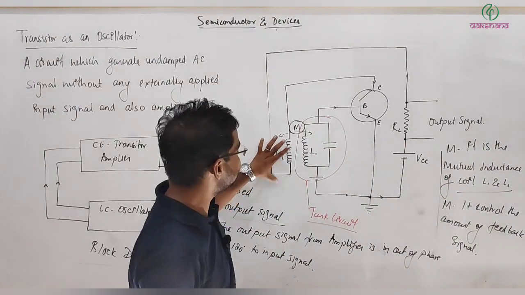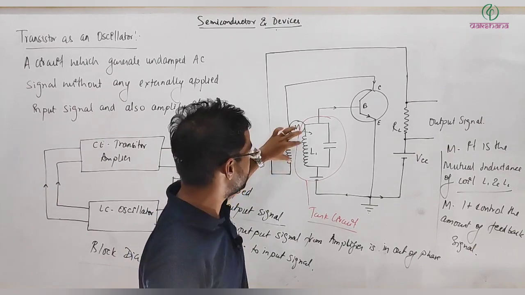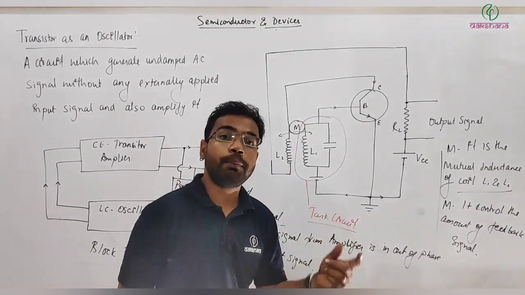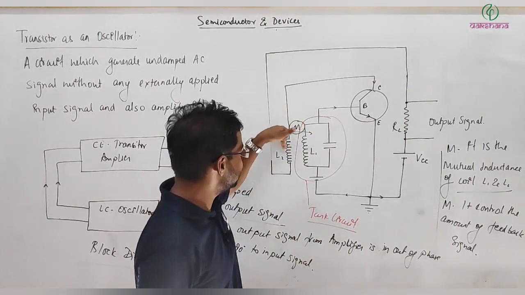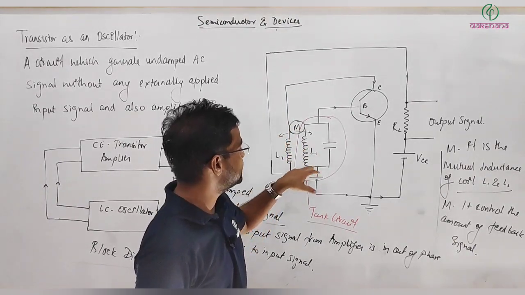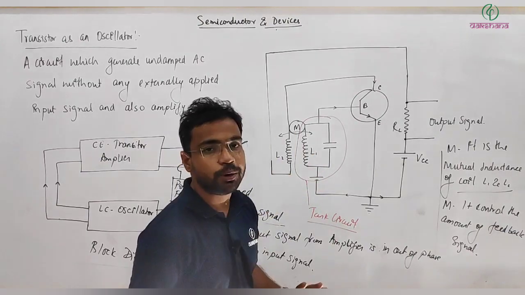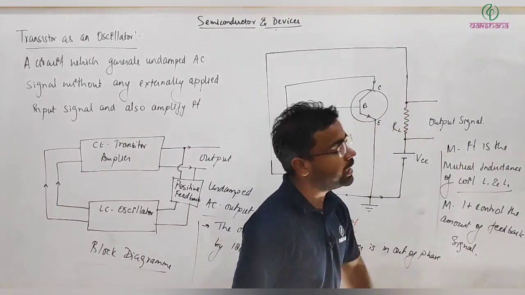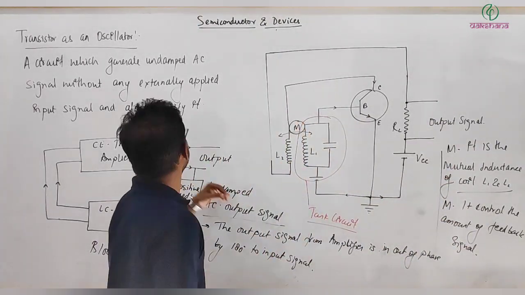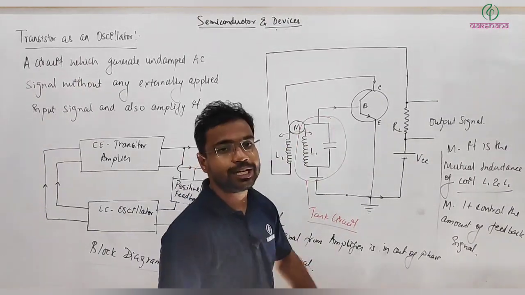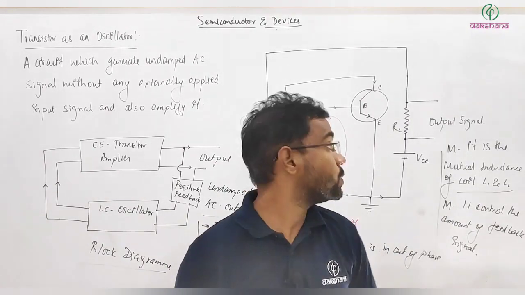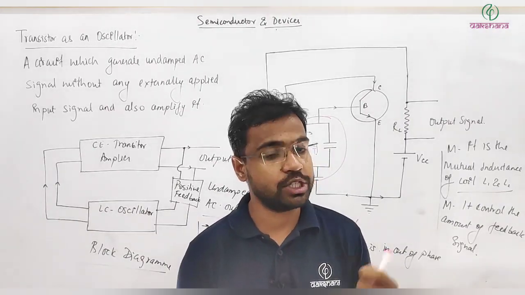Because it is an inductor, whatever signal is coming here will generate an EMF that will oppose the change entering it, so that opposition will be exactly in phase with the original L, and that way we are getting positive feedback. In this circuit we are getting an output signal which is undamped, and this way the transistor is used as an oscillator to generate an undamped AC output or AC source.